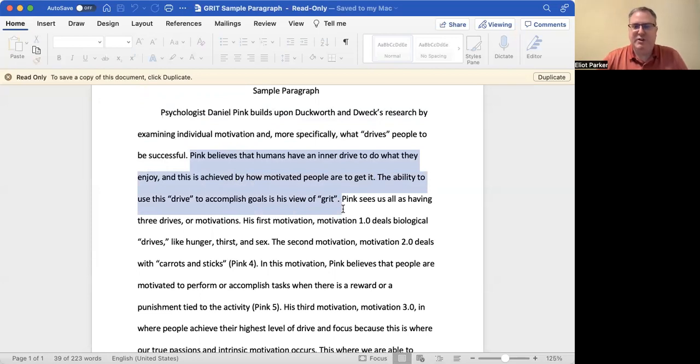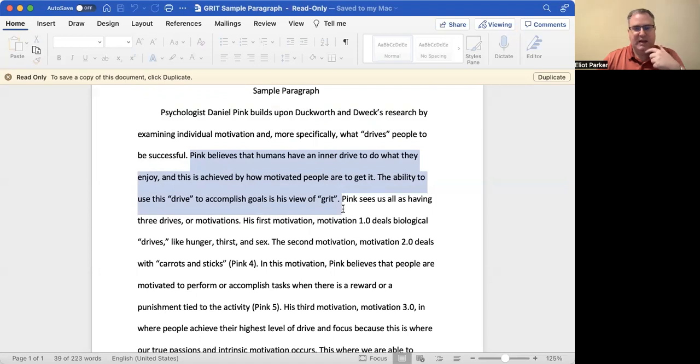Pink believes that humans have an inner drive to do what they enjoy, and this is achieved by how motivated people are to get it. The ability to use this drive to accomplish goals is his view of grit. So I've established in that first sentence, and in the second sentence of this paragraph, that I'm building on what Dweck and Duckworth had said previously, and I'm adding Pink's perspective into it.